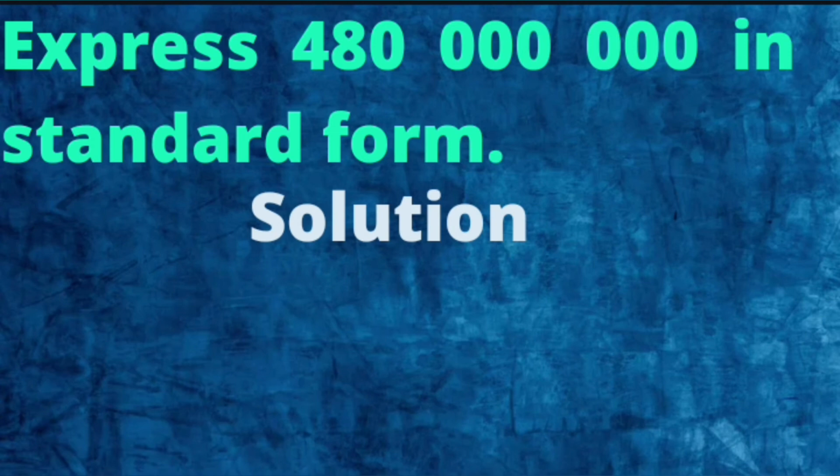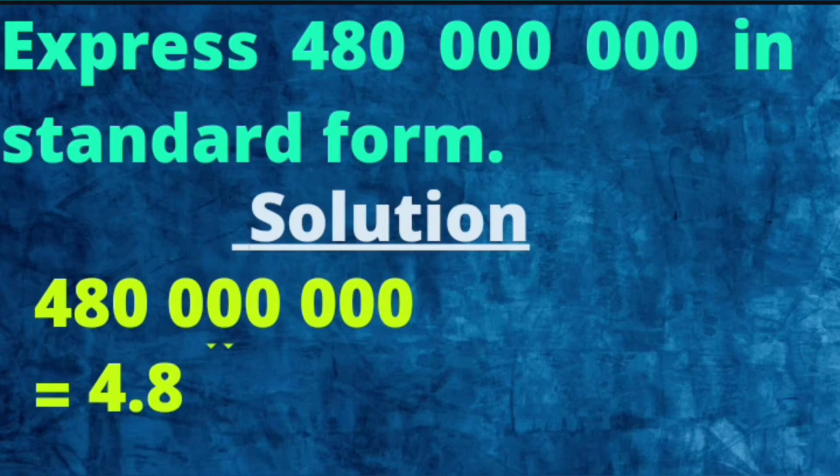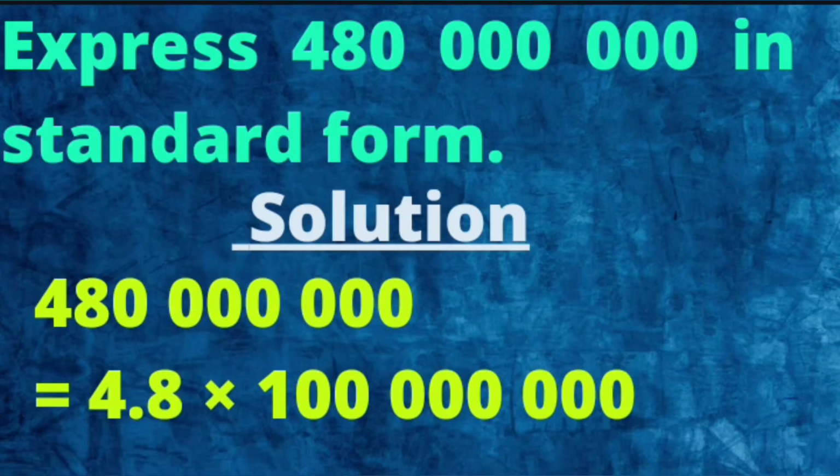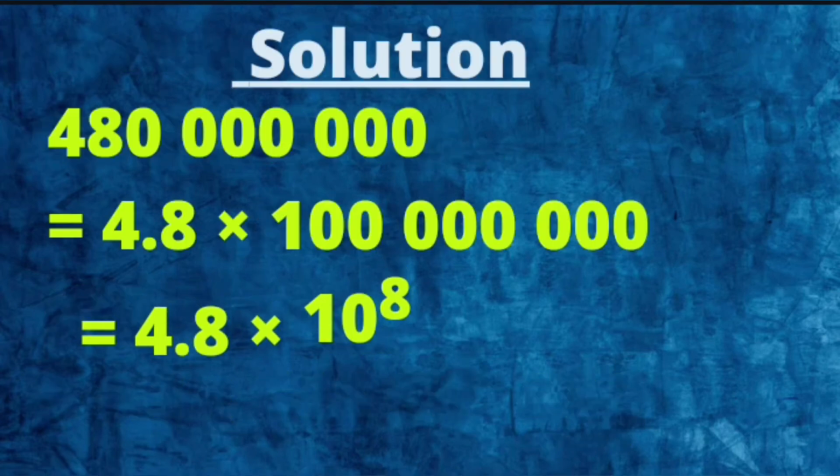If you're asked to express 480 million in standard form, this is how you do it. 480 million is the same thing as 4.8 times 100 million. And 100 million can be expressed in short as 10 raised to power 8. This is the required solution.